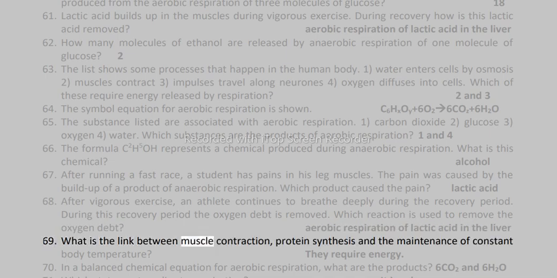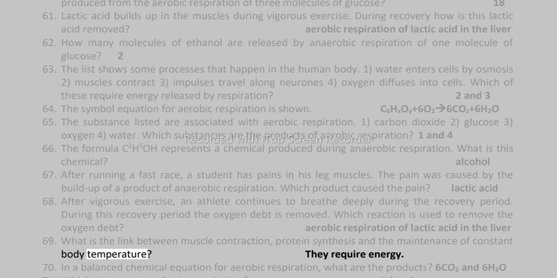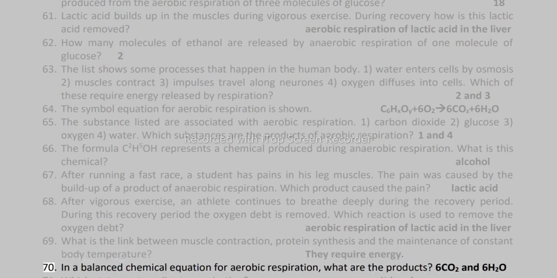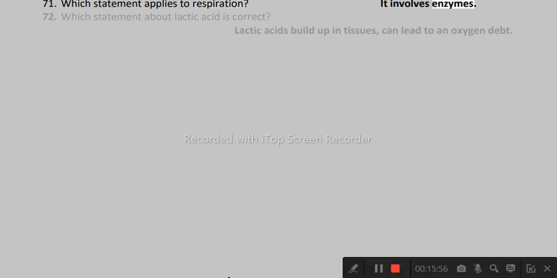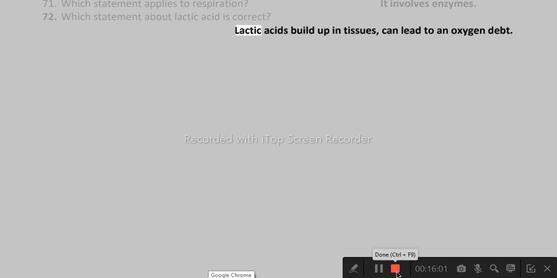69. What is the link between muscle contraction, protein synthesis, and the maintenance of constant body temperature? They require energy. 70. In a balanced chemical equation for aerobic respiration, what are the products? 6CO2 and 6H2O. 71. Which statement applies to respiration? It involves enzymes. 72. Which statement about lactic acid is correct? Lactic acid builds up in tissues and can lead to an oxygen debt.